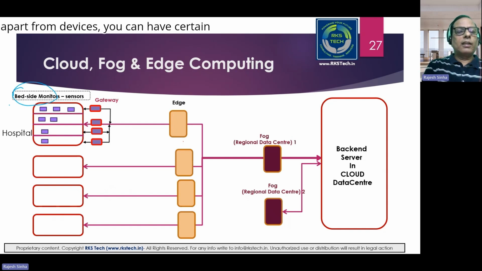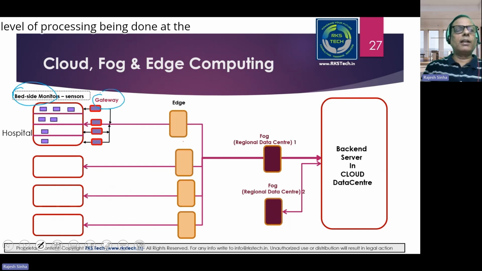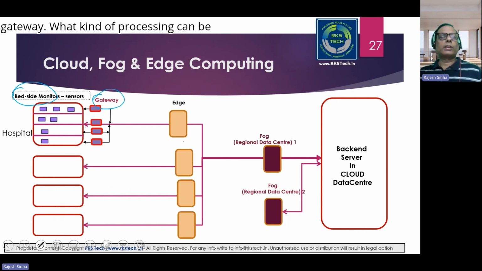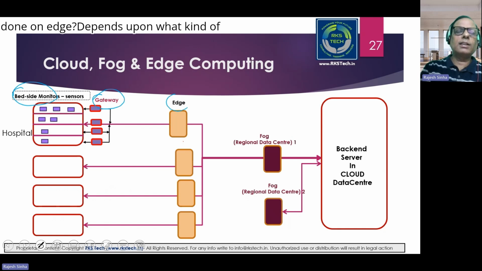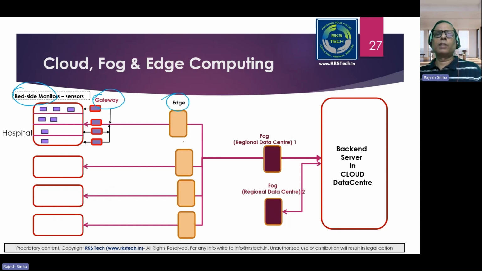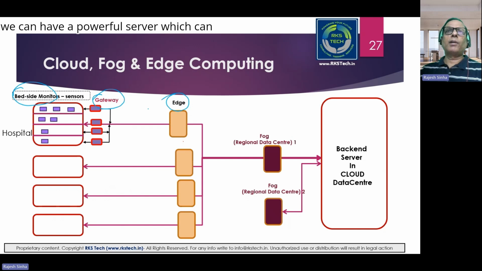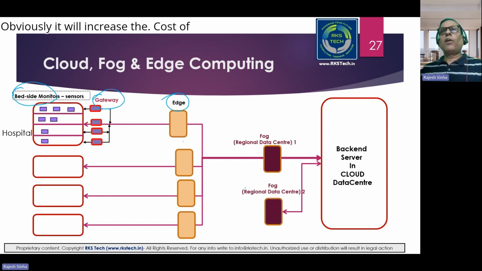Apart from devices, you can have a certain level of processing done at the gateway. What kind of processing can be done on the gateway? Typically some kind of consolidation, some kind of data filtering. What kind of processing can be done on the edge? It depends upon what kind of servers we are putting on the edge. We can have a powerful server which can also do AI/ML analytics. So depending upon what kind of computing power we put on every device, gateway or edge, the computing will depend upon that. Obviously it will increase the cost of the device, but it all depends upon the setup. There is no standard as such.